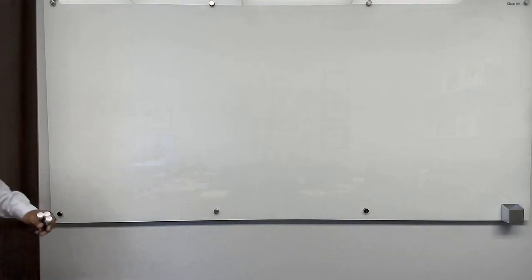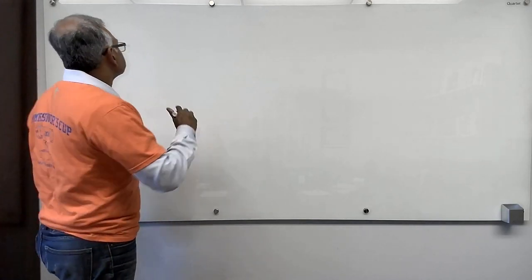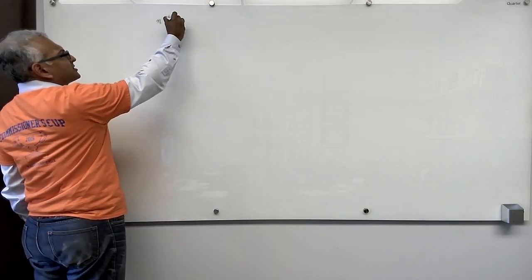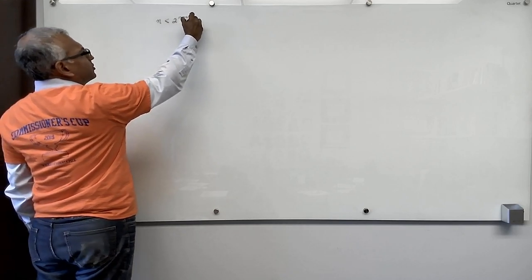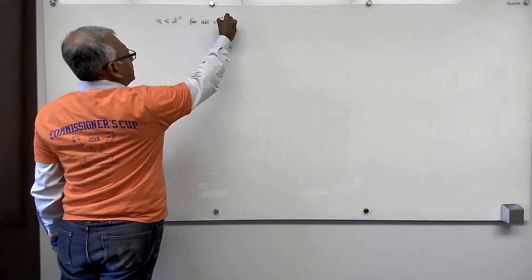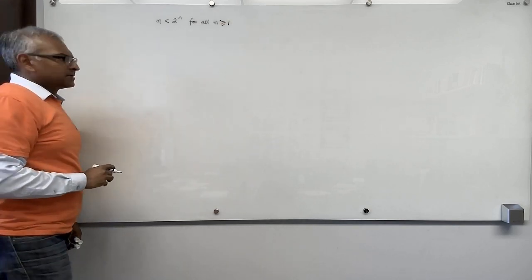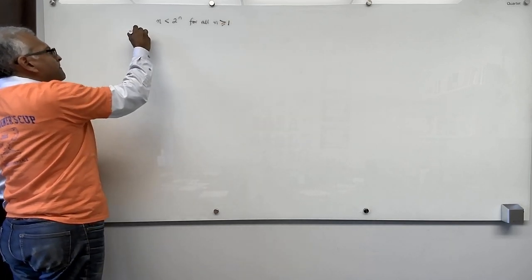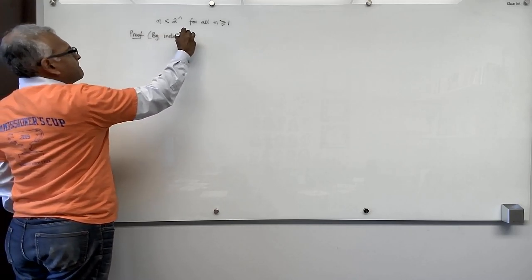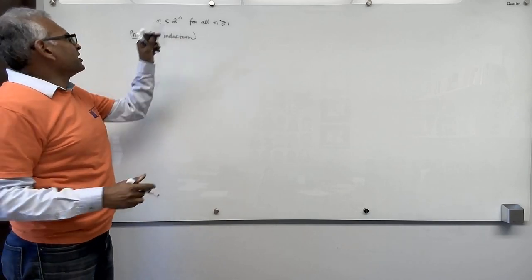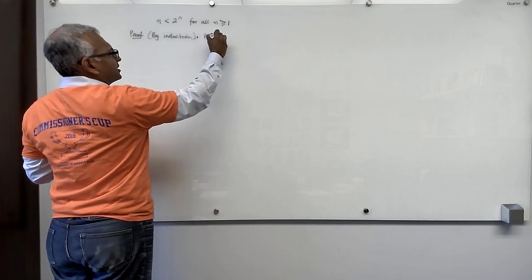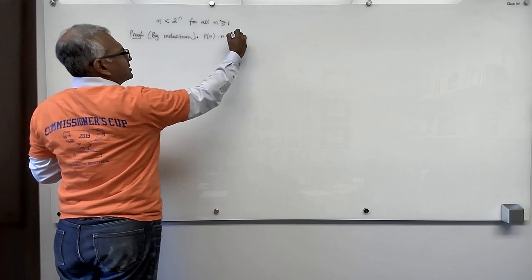Okay, so let's use induction to prove an inequality. The inequality we're going to prove is that n is less than 2 to the n for all n greater or equal to 1. So, proof by induction. The predicate is the claim, P of n is the claim, n is less than 2 to the n.